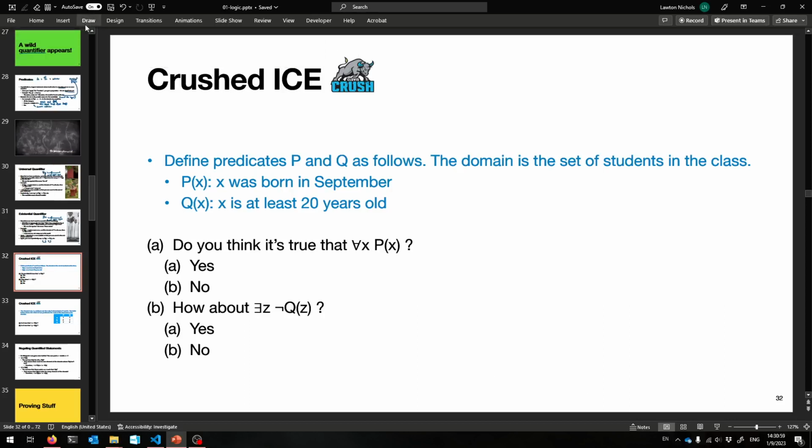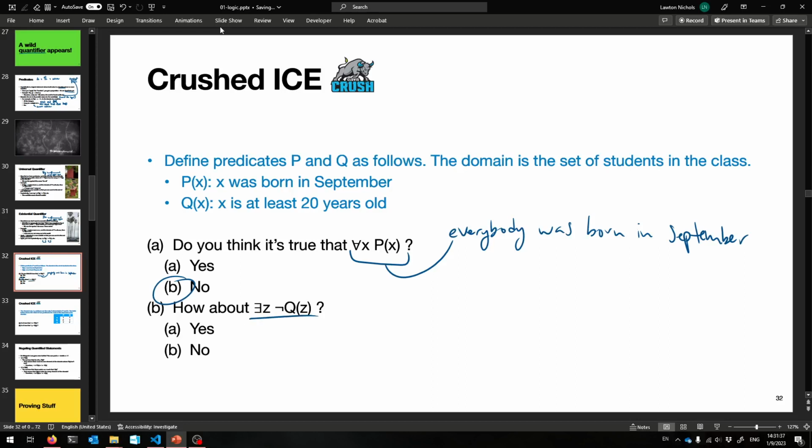All right. So do you think that it's true that for all X, P of X is true? How would you translate this to English? That's something you have to get good at. So if this is true, for all X, for all students in the class, P of X is true for them. So every student in the class, therefore, we're claiming was born in September. Definitely not true, right? That's what it's saying, though. It's claiming everybody in the class was born in September. I'd be very surprised to learn that that was true. Okay? I really doubt that it's true, so I'm pretty sure it's false.